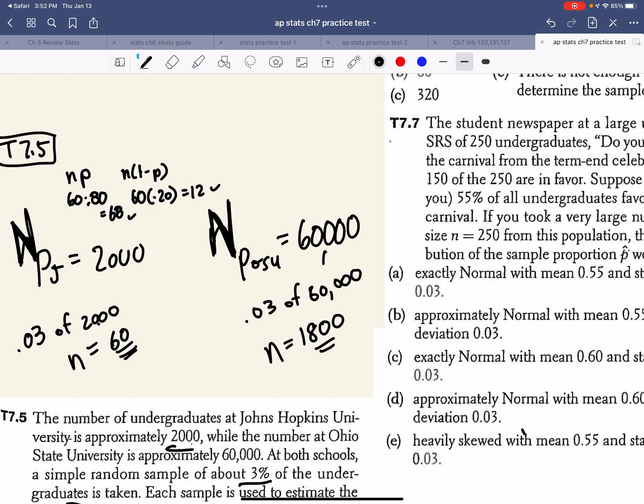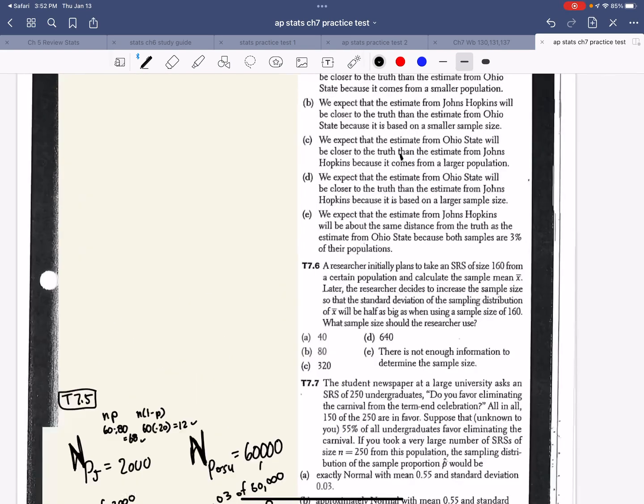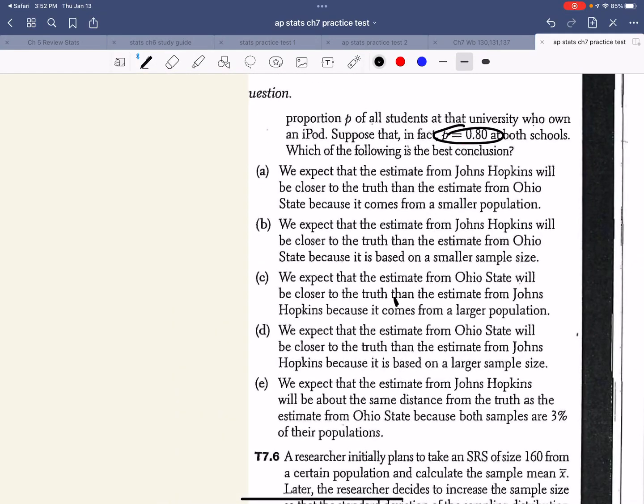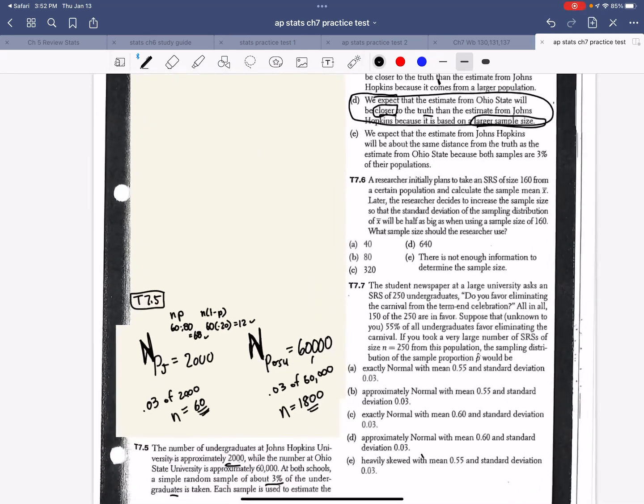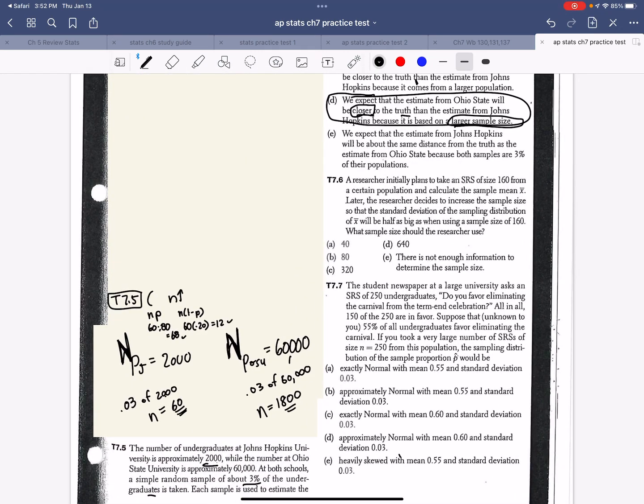So we're not saying that we're not asking enough people, but we would expect that the estimate from Ohio State would be closer to the truth than the estimate from Johns Hopkins because it's a larger sample. All right, so what does that mean, closer to the truth? Well, again, we know that as n increases, so we get D, then variability decreases. When I say variability decreases, that means that it's skinnier. This is my prediction, and this is how far off from my prediction I have. So that's what that means. I'm going to be closer to the truth because this is such a large sample.